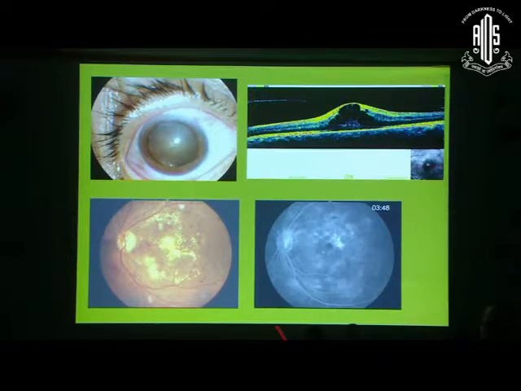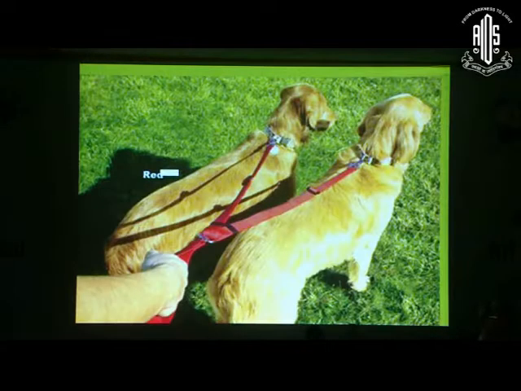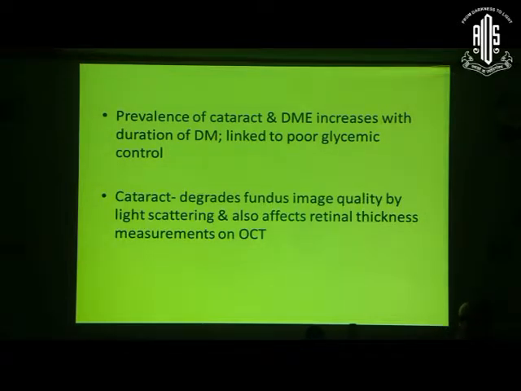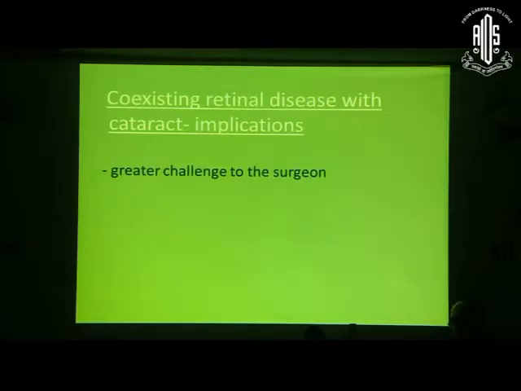Now, when we are confronted with the situation of a cataract with diabetic macular edema, we have two jobs on hand. So the prevalence of cataract and diabetic macular edema, as we know, is related to a common factor, which is the duration of diabetes, and is also linked to poor glycemic control. And how does cataract affect our evaluation of the fundus? It degrades the fundus image quality by light scattering and also affects retinal measurements on the OCT.